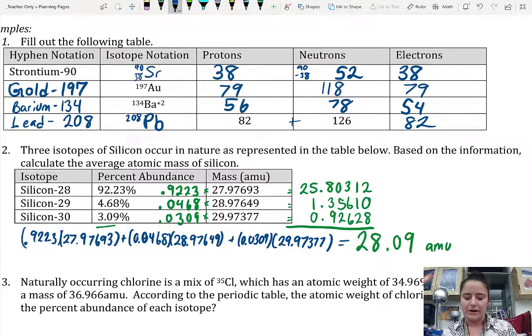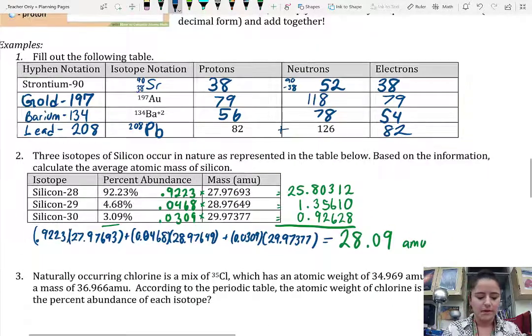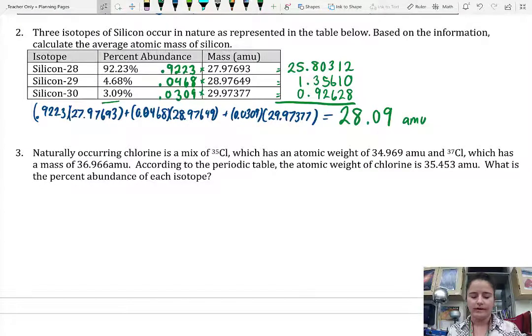Let's try a more challenging problem. Naturally occurring chlorine is a mix of chlorine 35, which has an atomic weight of 34.969, and chlorine 37, which has a mass of 36.966 AMU. According to the periodic table, the atomic weight of chlorine is 35.453 AMU. What is the percent abundance of each isotope?